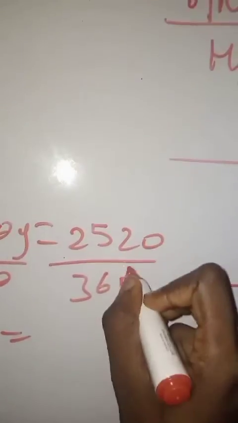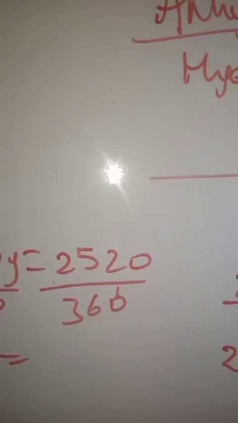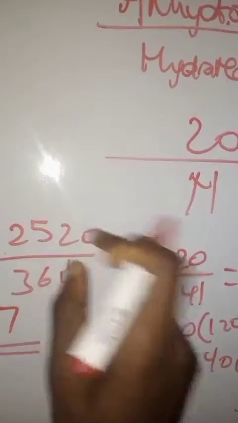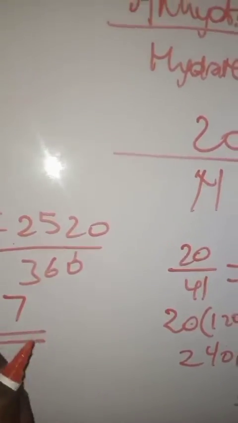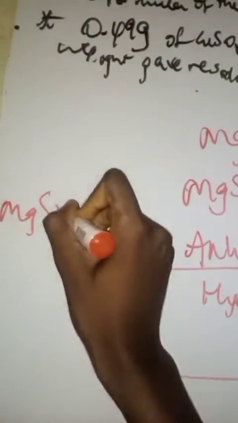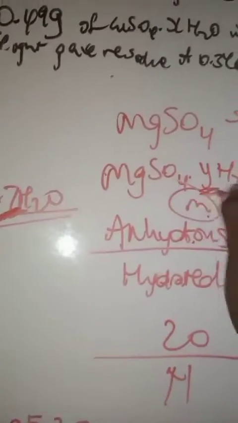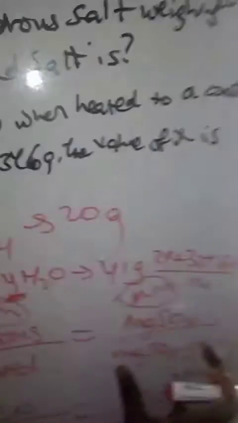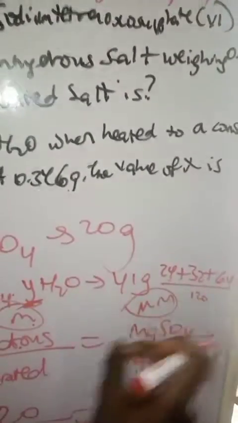Y is what? You divide, it will give you 7. So y is 7. 2520 divided by 360, that's 7. And if you remember, our formula is MgSO4.7H2O. This is Epsom salts. Another way to confirm your answer. So our y is 7. So just follow the approach: anhydrous over hydrated, then the same thing. You get your molar mass, then you get your mass.